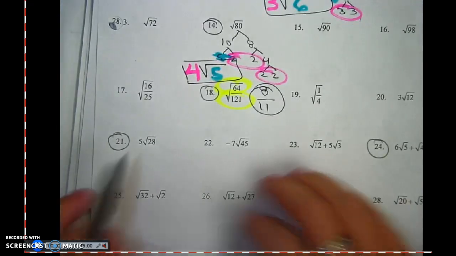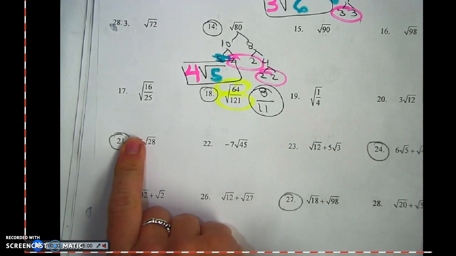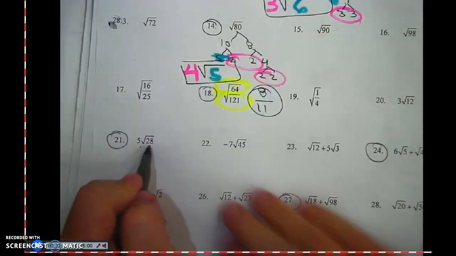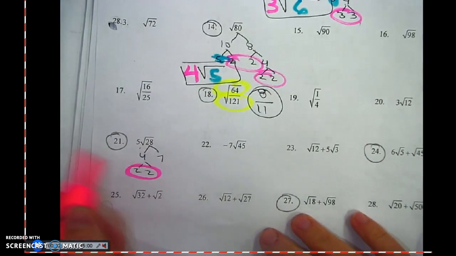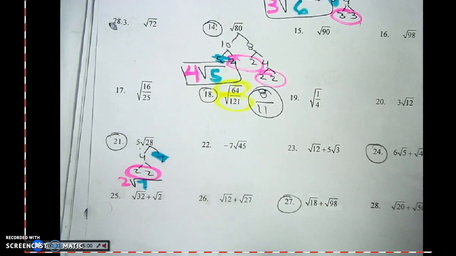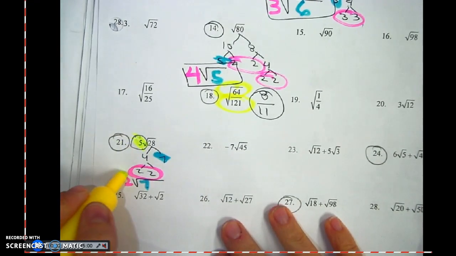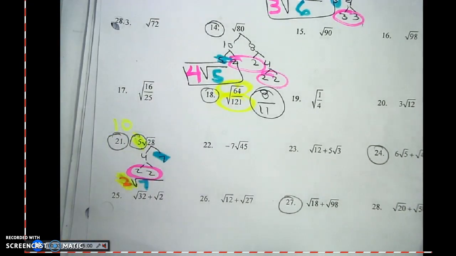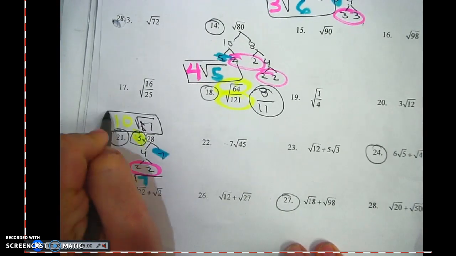Number 5 square root 28. Now this time, it's actually kind of like 14, except there's a 5 out there. Just pretend the 5 isn't even there and start treeing. 4, 7, 2, 2. Circle the doubles. What's left is the 7. But what makes it different is that you also had the 5 on the outside. So you're going to take the 5, multiply it times the 2 because both of those are on the outside, and that's 10 rad 7.